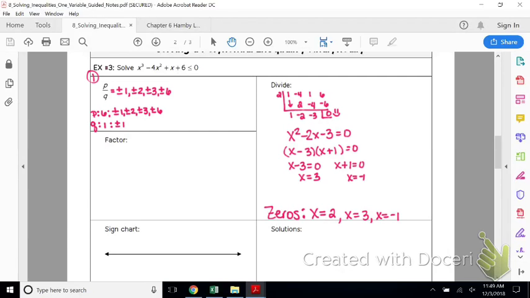So let's rewrite. Remember we had x cubed minus 4x squared plus x plus 6 is less than or equal to 0. And now we can write that polynomial as a product of the linear factors. So I'm going to take that 2 and plug it back in as a factor, so it's going to be x minus 2. And when I take the 3 and plug it in, it's going to be x minus 3. And the negative 1? x plus 1 is less than or equal to 0.